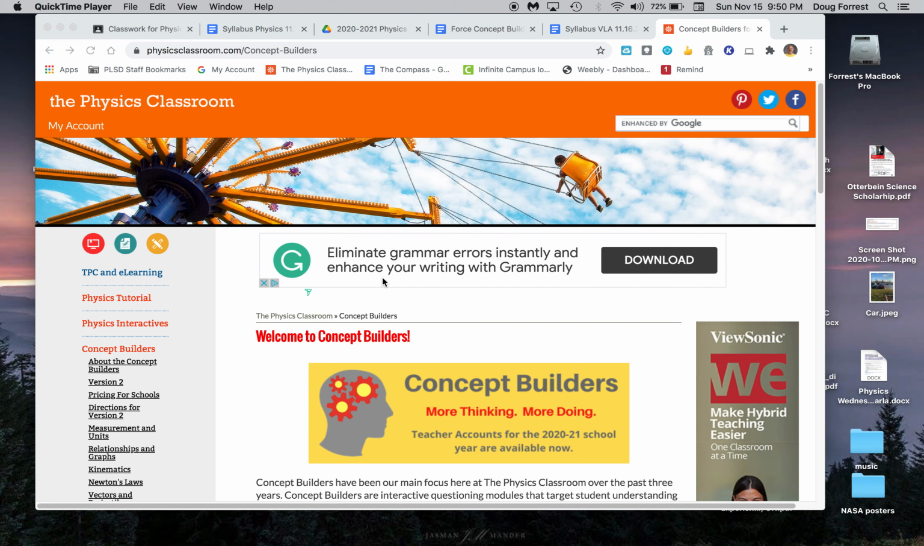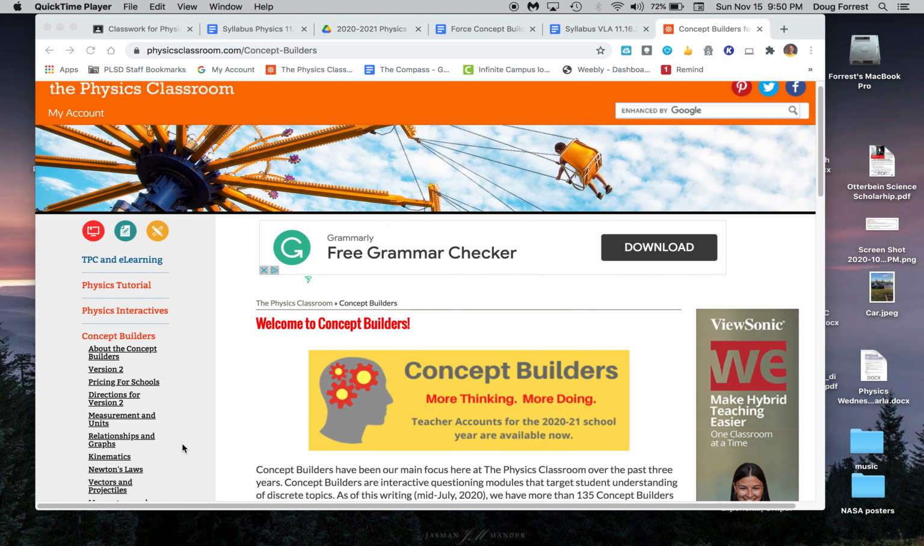So I'm going to go through a quick example of each of the more force concept builders from the physics classroom, just to give you an idea of how to attack those. So the first task would be force and motion. Make sure you do log into where it says your account over here to do that.